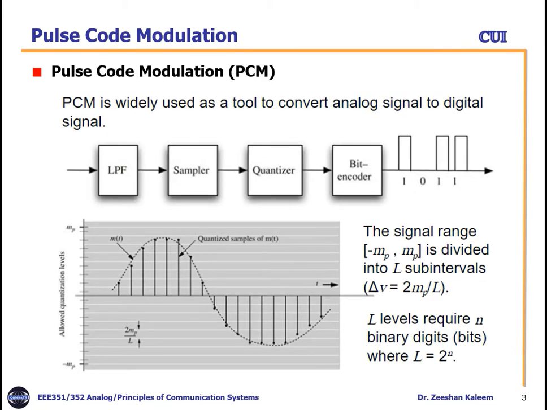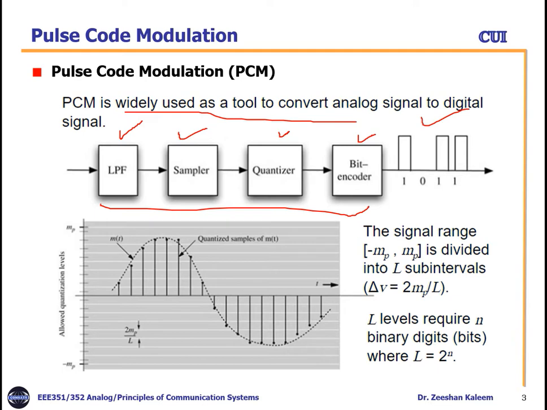Pulse code modulation is used as a tool to convert an analog signal to a digital signal. This is a complete block diagram which shows the procedure of converting from analog to digital signal. This is the low pass filter, which is usually used to limit the high frequency components of the message signal. After passing this, we pass to the sampler. The sampler will convert the analog signal into samples, and then the quantizer will quantize, or give the labels or levels to, the sampled signal. After quantization we pass to the bit encoder. The function of the bit encoder is to convert these levels into bit form. So finally we will get some digital signal like this.